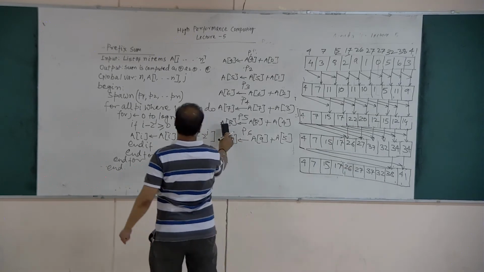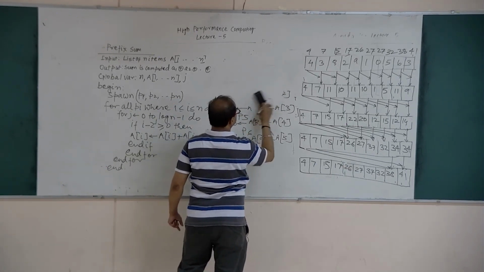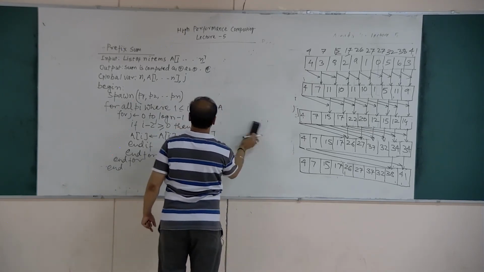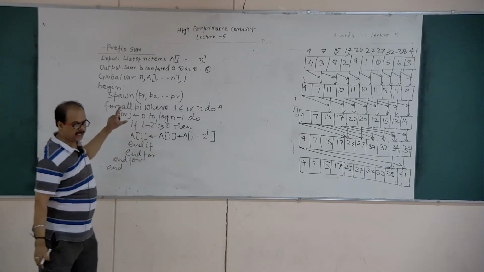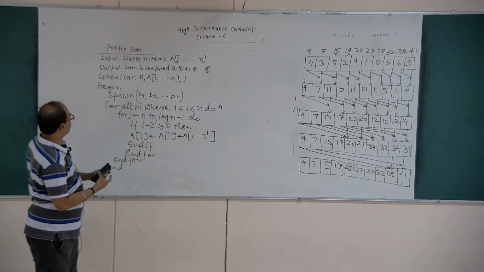So next move on to what the concept is used. So initially N minus 1 processors are used. So you can see from the algorithm that this is the algorithm for prefix sum.